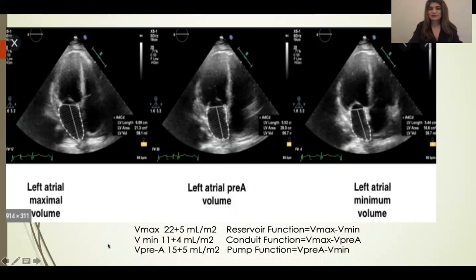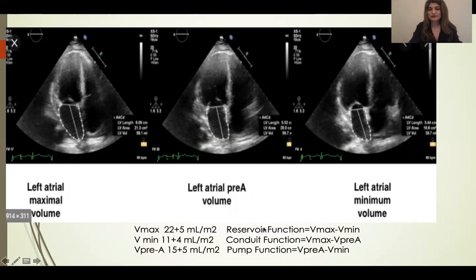Those are the normal ranges of the volume of the left atrium. For maximal left atrial volume, 22 to 27 is the normal range. For minimum left atrial volume, 11 to 15 is the normal range. And for the volume preceding left atrial contraction, 15 to 20 is the normal value.